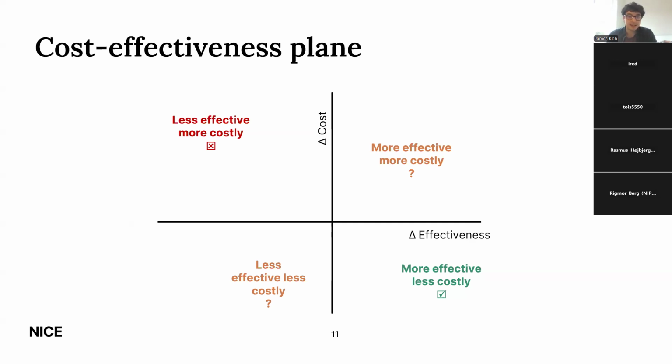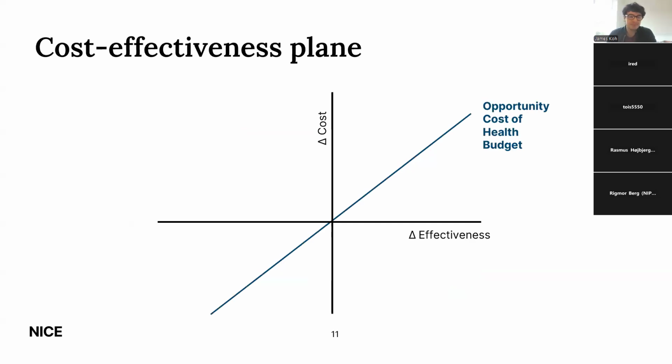And then in these two other quadrants, we have the trade-off quadrants, where you're trading off between cost and effectiveness, and how you might trade off between cost and effectiveness is you might think about the opportunity cost of the health budget. So this is strictly within a cost effectiveness analysis theoretical framework. You have an opportunity cost of the health budget, and if something falls below that opportunity cost line, then the additional cost is worth the additional health that you've gained, and vice versa. So that's the way that you might visualize the decision-making process of cost-effectiveness analysis.